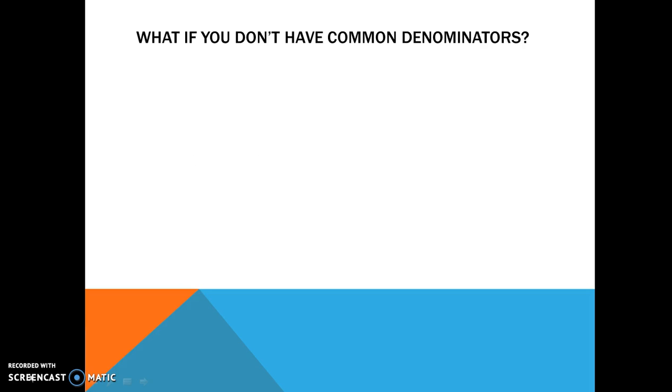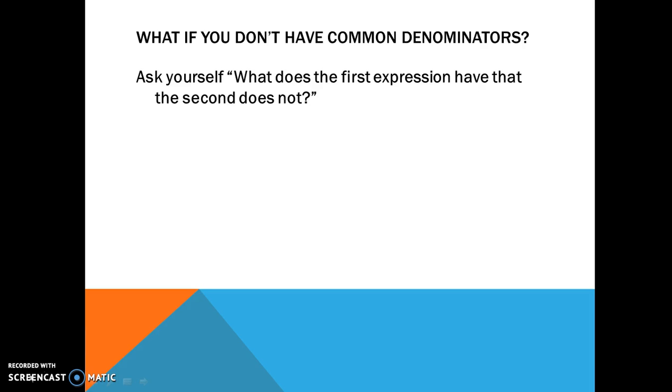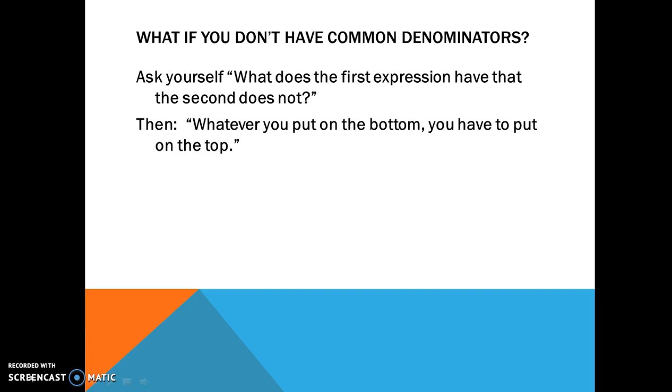So what is going to happen if I don't have common denominators? Well, I have to ask myself, what does the first expression have that the second one does not? And then you have to remember that whatever you put on the bottom, you have to put on the top. Alright, so here I have an addition. It starts off with unlike denominators, because the first fraction has an x and an x plus 2, and the second one just has an x. So the second fraction needs an x plus 2. But whatever I put on the bottom, I have to put on the top.